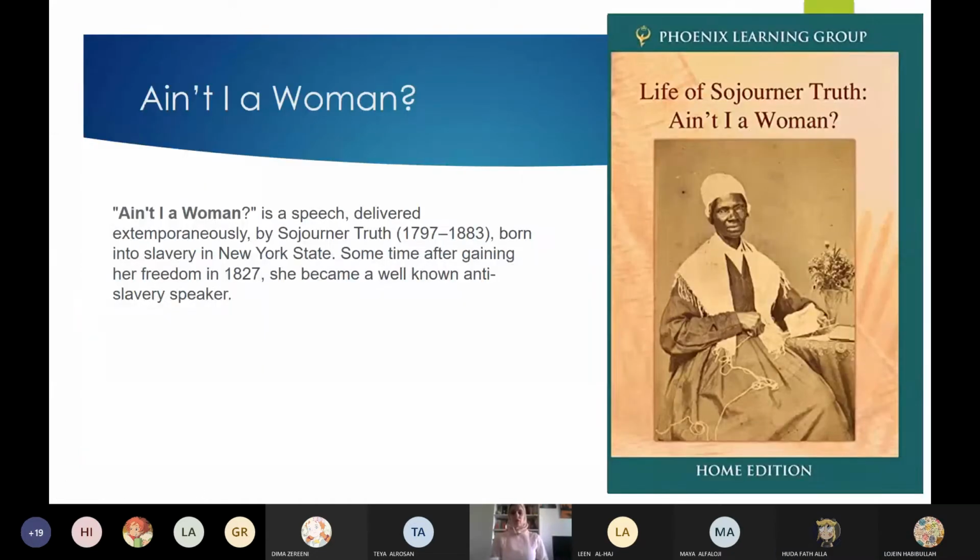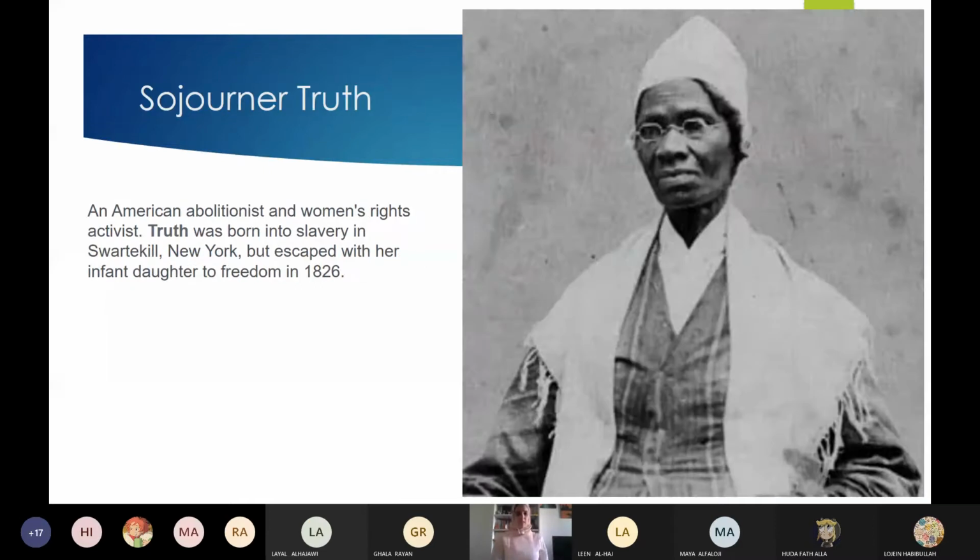Sojourner Truth. Who's Sojourner Truth? Ain't I a Woman is a speech delivered by Sojourner Truth in 1851. She was born into slavery. After gaining her freedom in 1827, she became a well-known anti-slavery speaker, an American abolitionist and women's rights activist. After she was freed, she started to ask for women's rights.